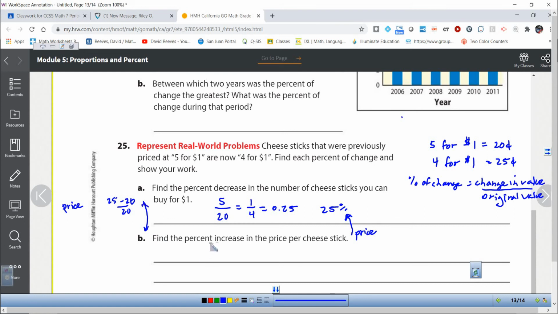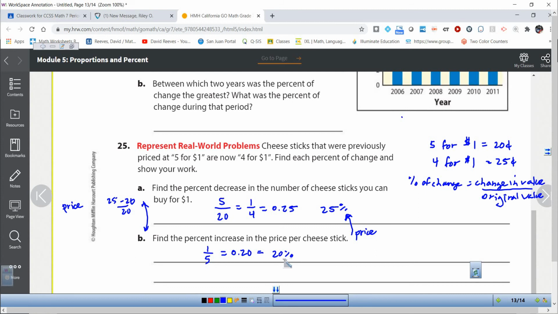Now how many you can buy went from 5 to 4, right? You originally could buy 5. Now you can only buy 4. So the change in how many you could buy was 1. How many could you originally buy? 5. And 1/5, again, is 0.20. We could put that in our calculator, and that is 20%.